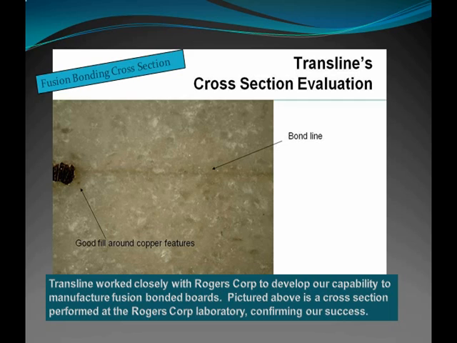Transline has worked closely with the Rogers Corporation to fine-tune our fusion bonding process. Pictured here is a cross-section performed by the Rogers Corp laboratory in which they confirmed our success. A solid bond line and fully encapsulated copper features can be seen.